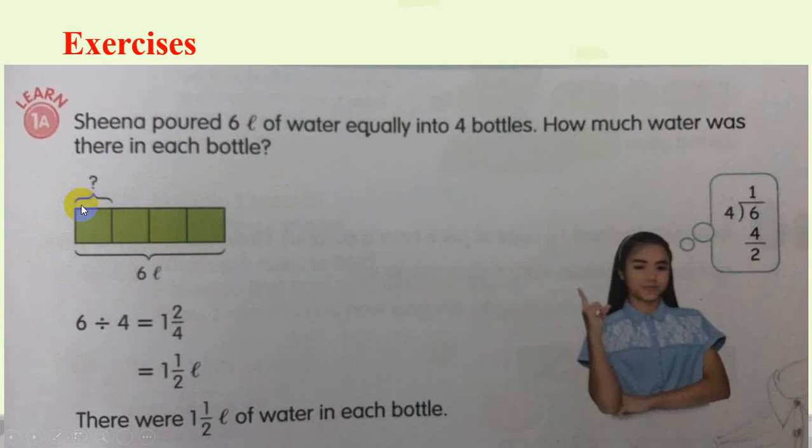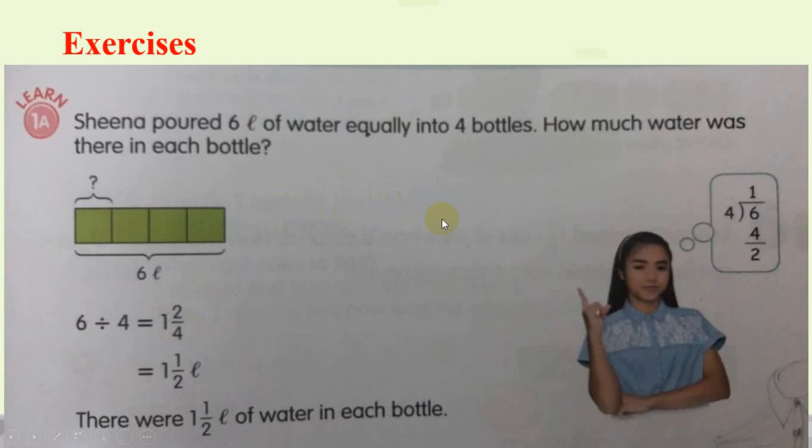What kind of operation do we use to solve this problem? In order to solve this problem, we want to find how much water is in each bottle, so we have to do division. As we know the total water is 6 liters, so we take 6 liters and divide by the number of bottles, which is 4. So 6 divided by 4. Do you know how to do division? I hope you understand how to do division.